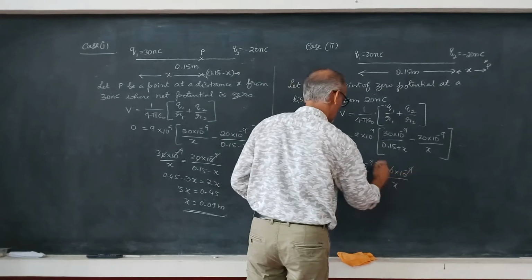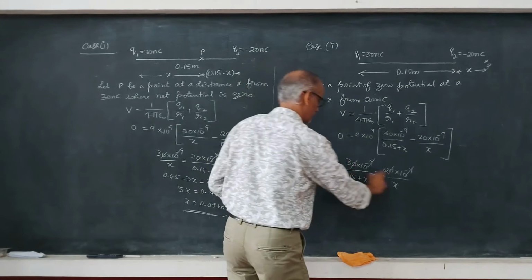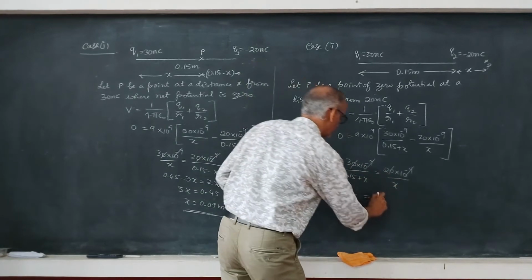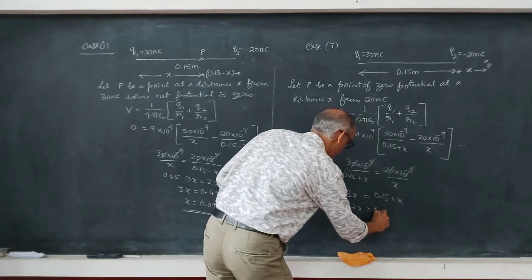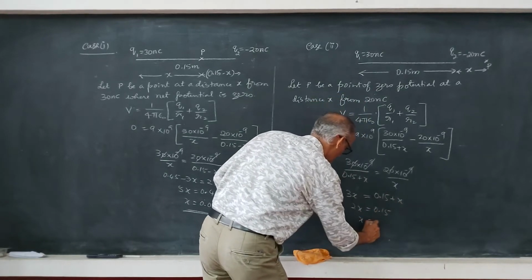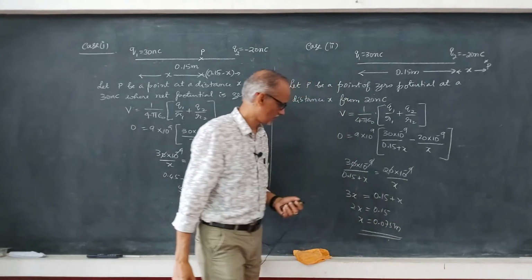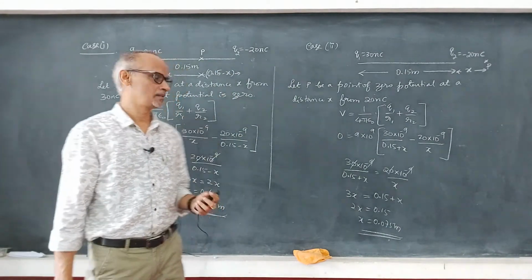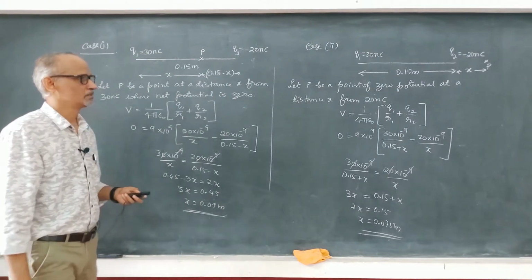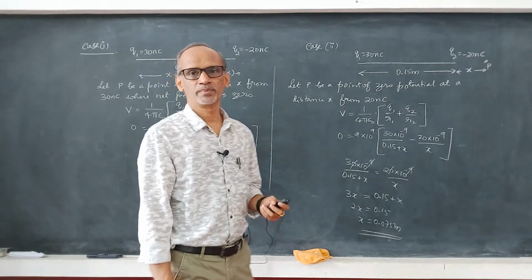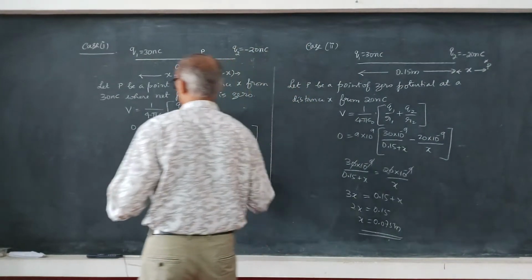The 10 to the power minus 9 will get cancelled. So 3x, here 3 into x is equal to 2 into 0.15 plus x, or x is equal to 0.3 meter, or 2x is equal to 0.15, or x is equal to 0.075 meter. So this is the way we can find the points of zero potential between two unlike charges. It is an important numerical; the question has appeared twice in the examination. Okay.